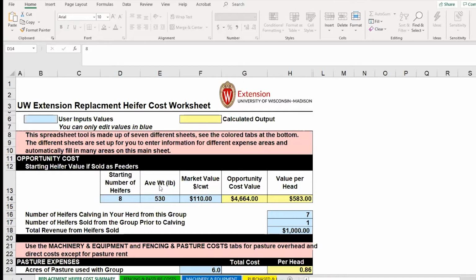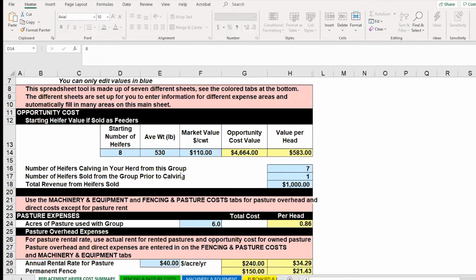And we have a section here because sometimes they don't always get to calving, so any of the heifers that were in that group that got sold prior to calving, we would enter in here, along with what they sold for, because their revenue would then go against the expenses for the group as a whole.